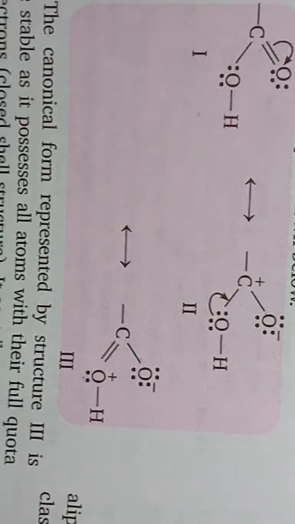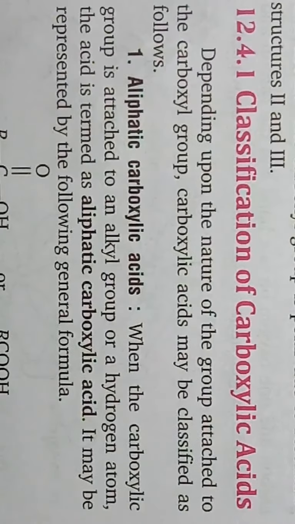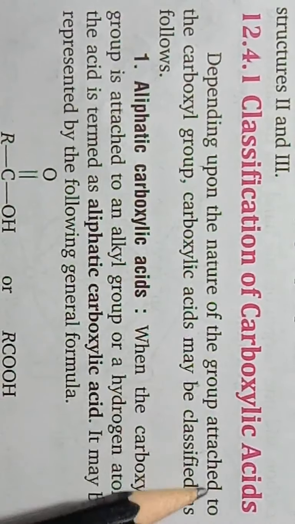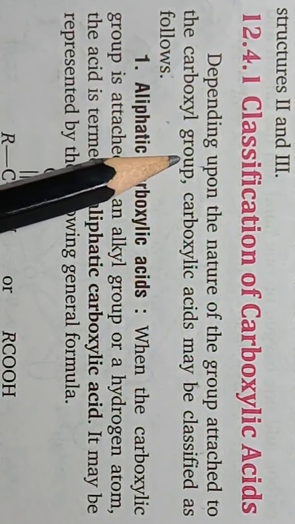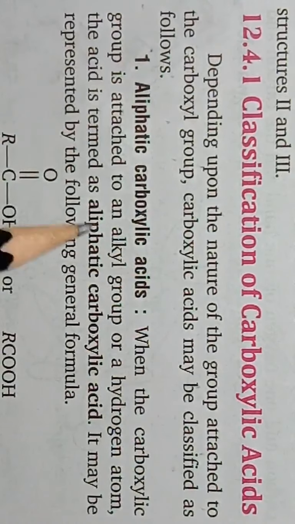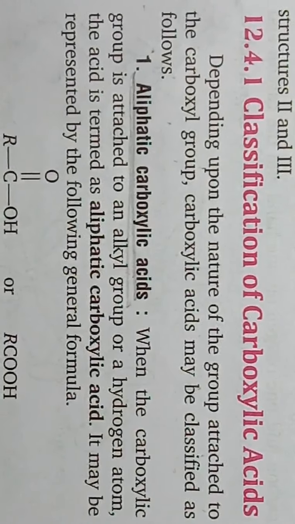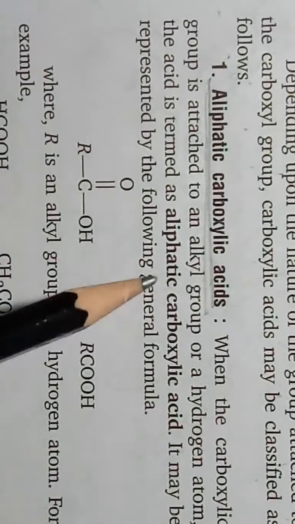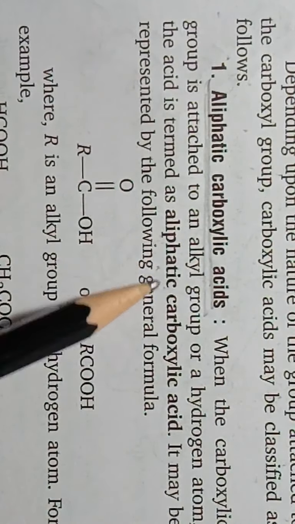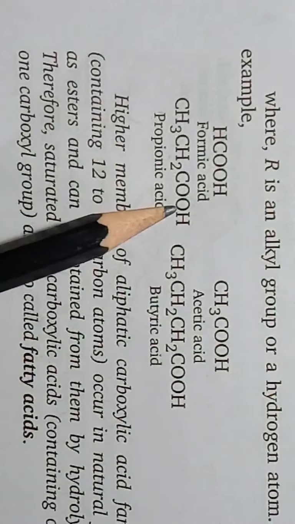Okay students. Then classification of carboxylic acids. Depending upon the name of the group attached to the carboxyl group, carboxylic acids may be classified as follows. First is aliphatic carboxylic acids. Aliphatic carboxylic acids are the acids which have a chain of carbon. For example, this carboxylic acid.